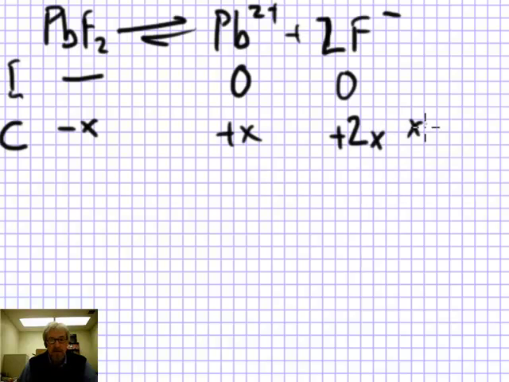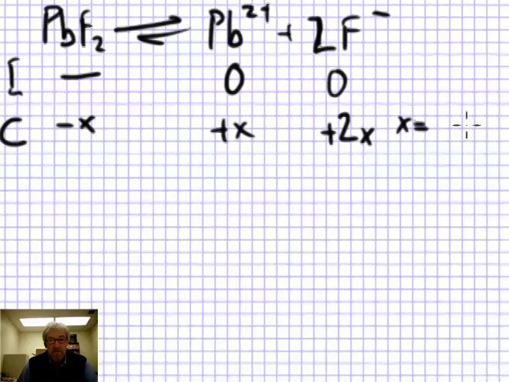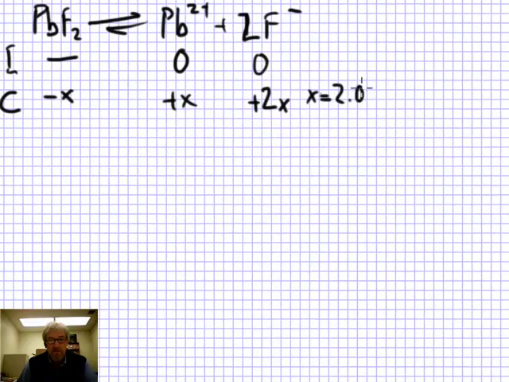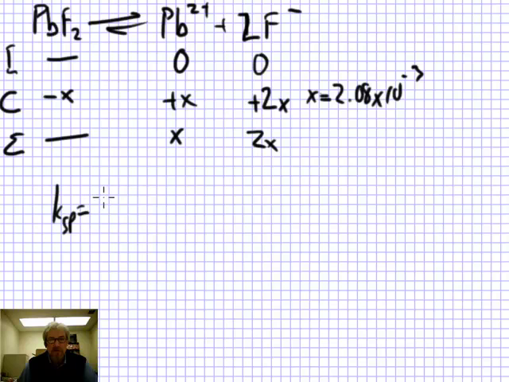X is the number of moles per liter of PbF2 that will dissolve, and the problem tells us that this is 2.08 times 10 to the negative third. So at equilibrium, we don't care about PbF2, and X is the concentration of Pb2+, and 2X is the concentration of F-. Ksp for this salt is going to be the concentration of Pb2+ raised to the 1 power times the concentration of F- squared.